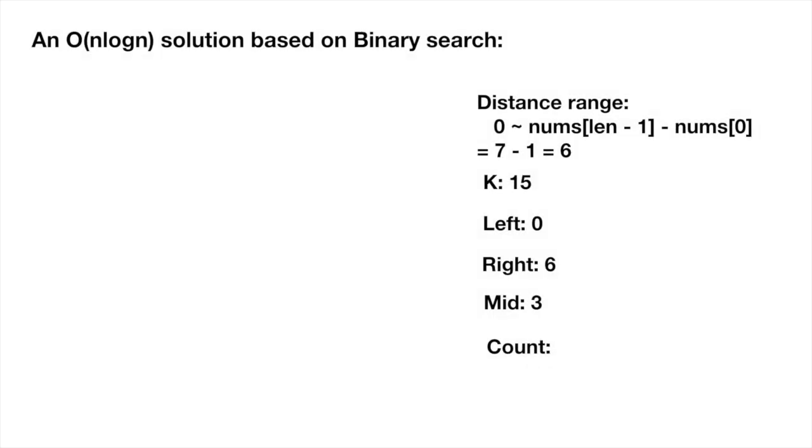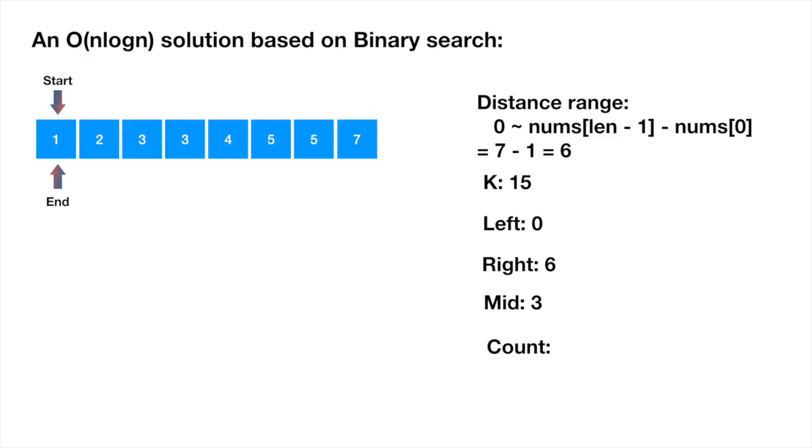Okay, I'll introduce you to a LeetCode solution based on binary search. We still use the last sorted array, and in this situation we keep track of two pointers, start and end. And then we calculate the distance range, which is 0 to the largest number minus the smallest number, which is 7 minus 1 equals 6. So the distance range is between 0 and 6.